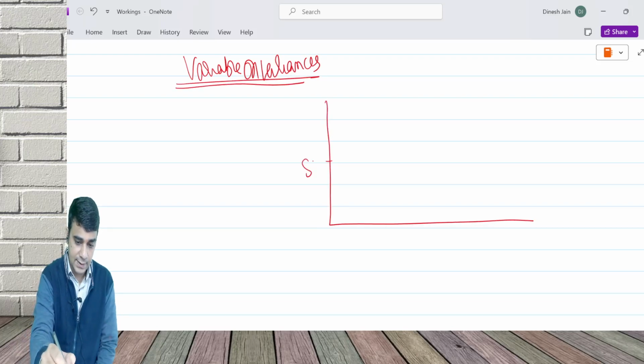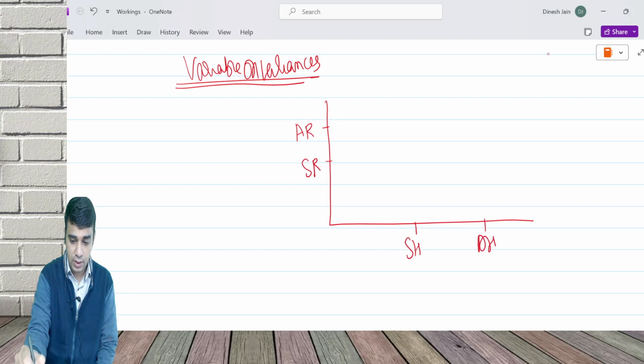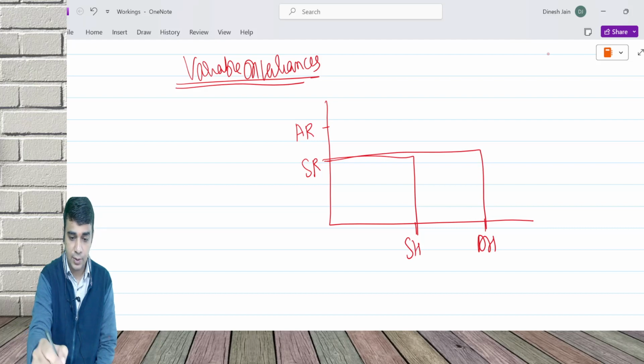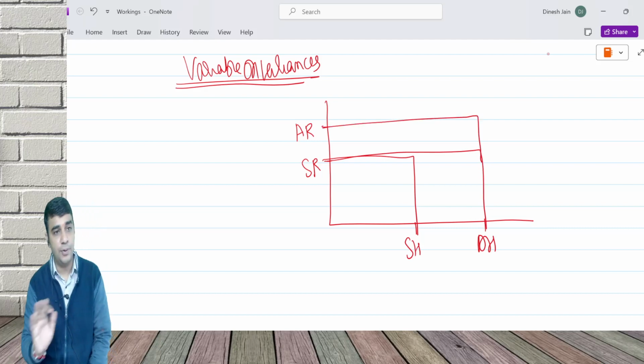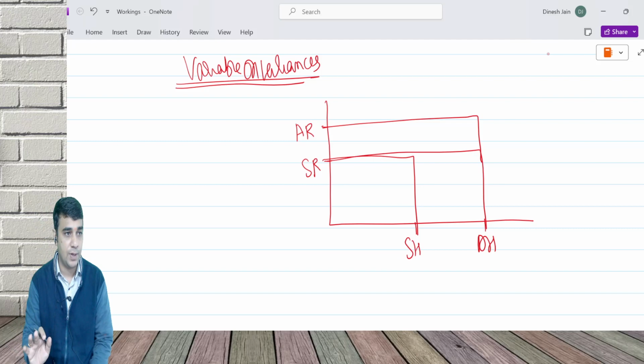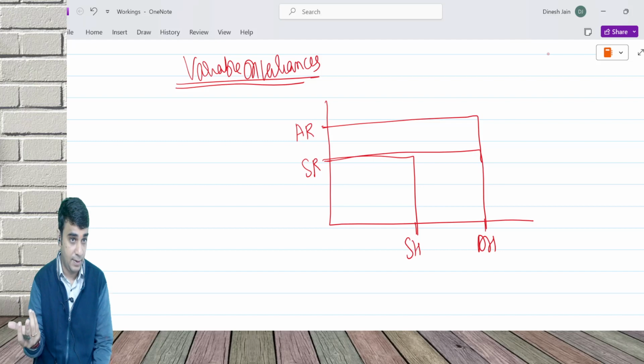Listen for some time. SR, AR, SH, AH. Our table is like this: SR into SH, SR into AH, AR into AH. We don't have anything beyond this, and there are no different situations. Only one situation is there: SR into SH, SR into AH, AR into AH. This SH means standard labor hours. Sometimes it can mean standard machine hours also. Sometimes instead of hours, it can be anything else also.